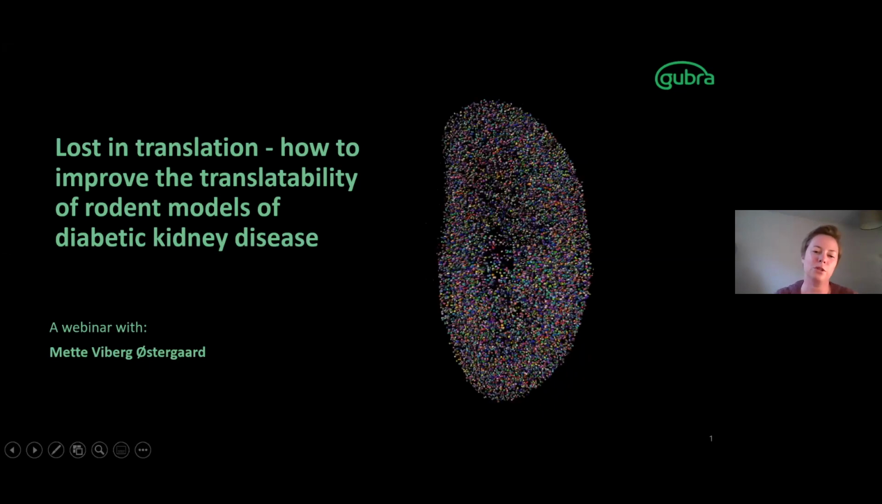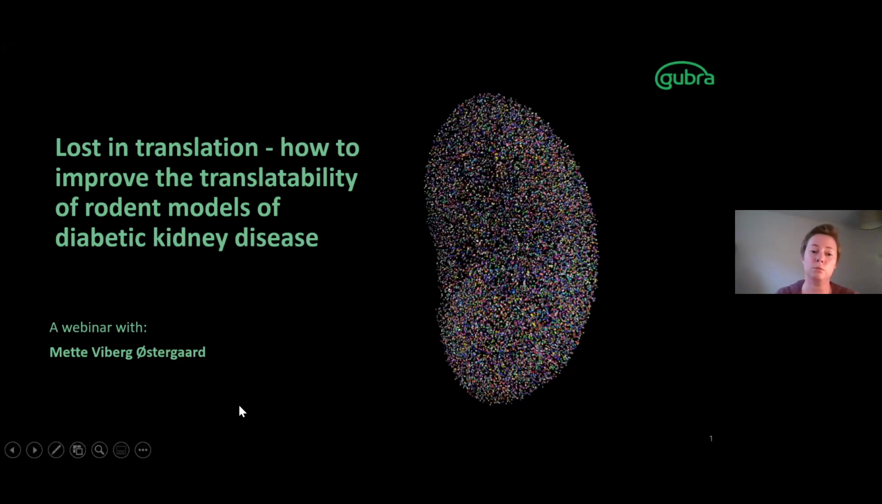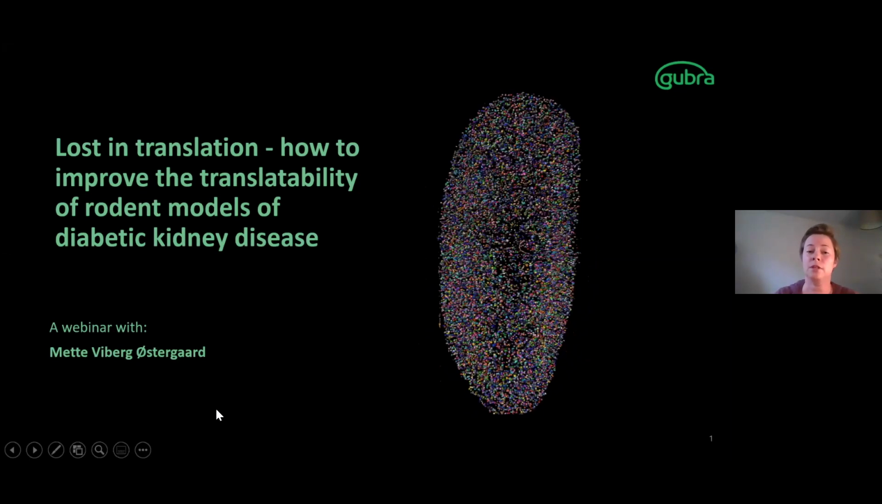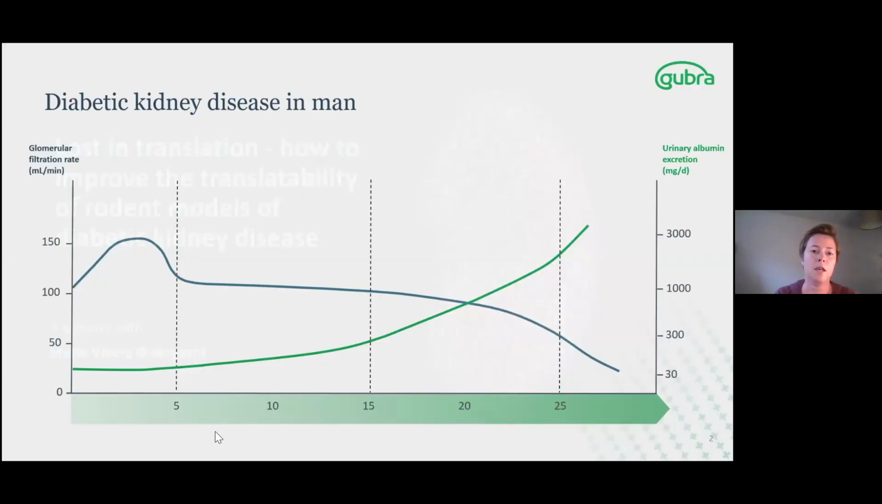Before I jump into discussing how we can actually improve the current rodent models of diabetic kidney disease, I think we should have a look at how the disease develops and evolves in man. So what you see here is two parameters that we actually measure in the clinic. The blue curve represents kidney function measured as glomerular filtration rate. And as you can see here, with the years of diabetic kidney disease or diabetes, GFR, or kidney function, actually remains quite stable for many years until it starts to decline.